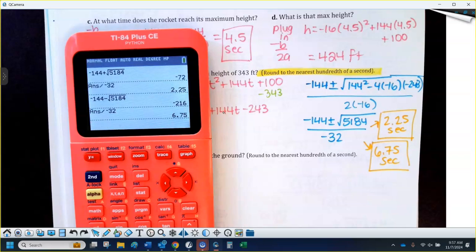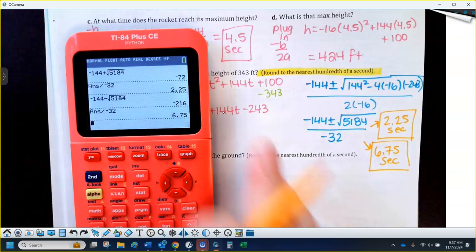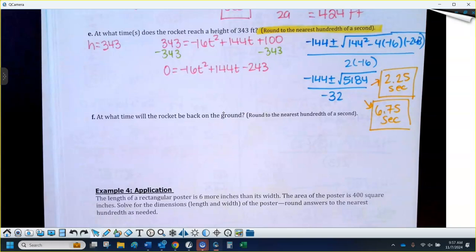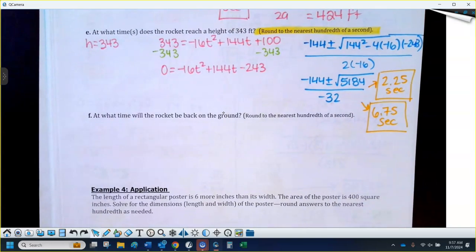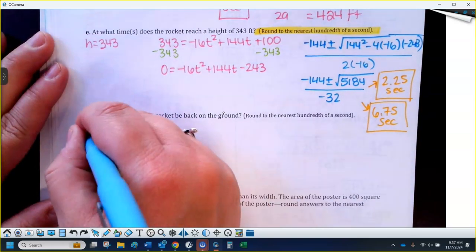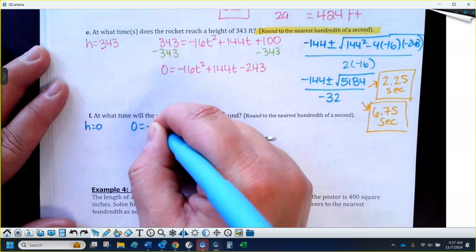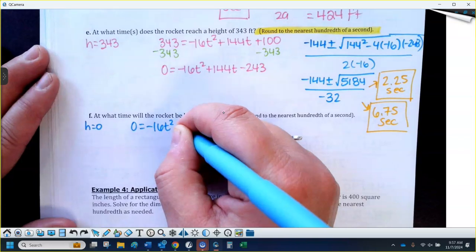Is anybody having a question? Okay, now I feel like these questions always ask you, this last example here, what time is the rocket going to be on the ground? What's your height if you're on the ground? 0. All right, all you got to do here, we're actually just going to solve the equation at the top with a 0 plugged in because I want to know when the height is 0.